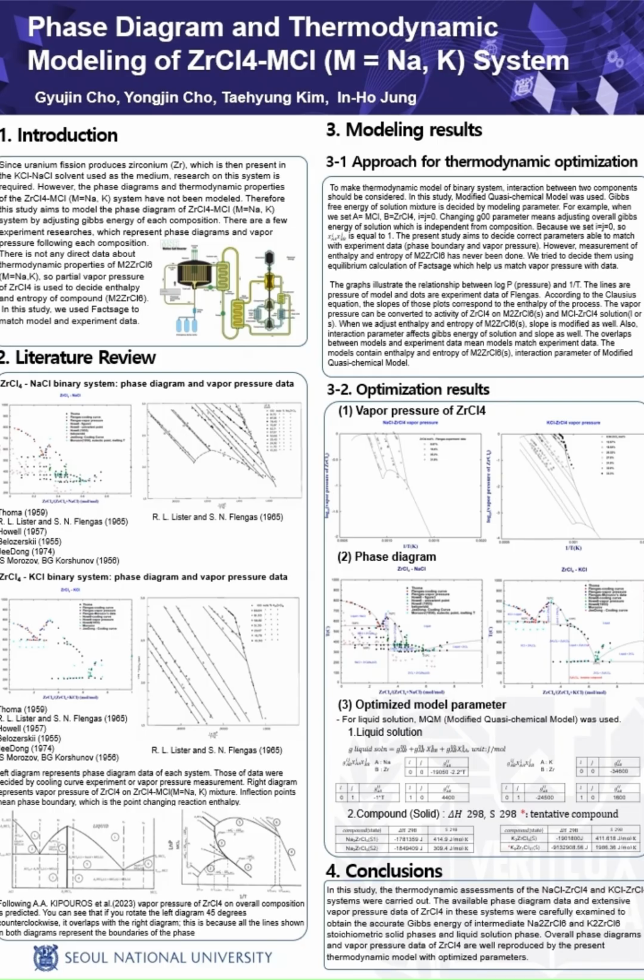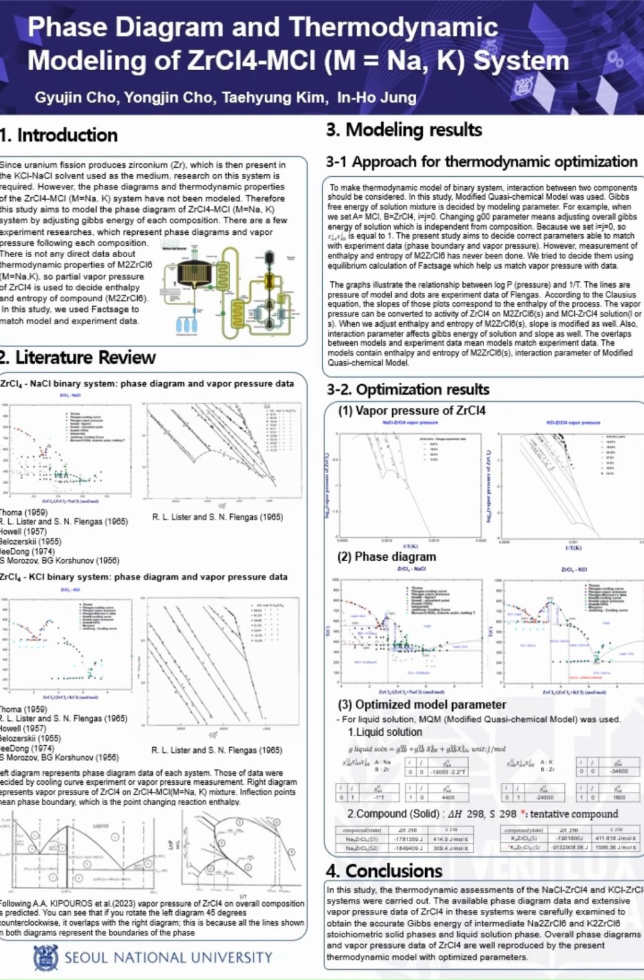When we adjust the enthalpy and entropy of the compound, the slope is modified as well. Also, the interaction parameter affects the Gibbs energy of the solution and the slope as well. The overlaps between models and experiment data mean models match experiment data. The models contain the enthalpy and entropy of the compound and the interaction parameter of the modified quasi-chemical model.